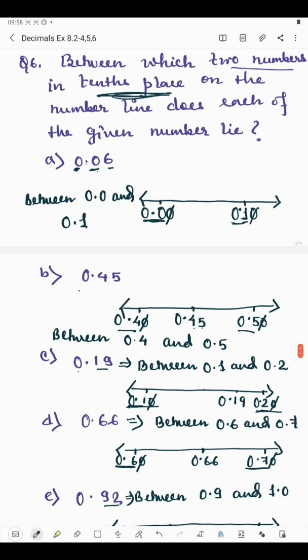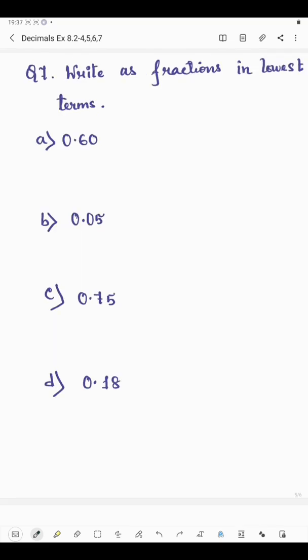Now coming to question number 7. Question number 7 says write as a fraction in lowest term. So here a decimal number is given, we will have to write this decimal number as a fraction, and then after getting the fraction we will write the fraction in lowest term.